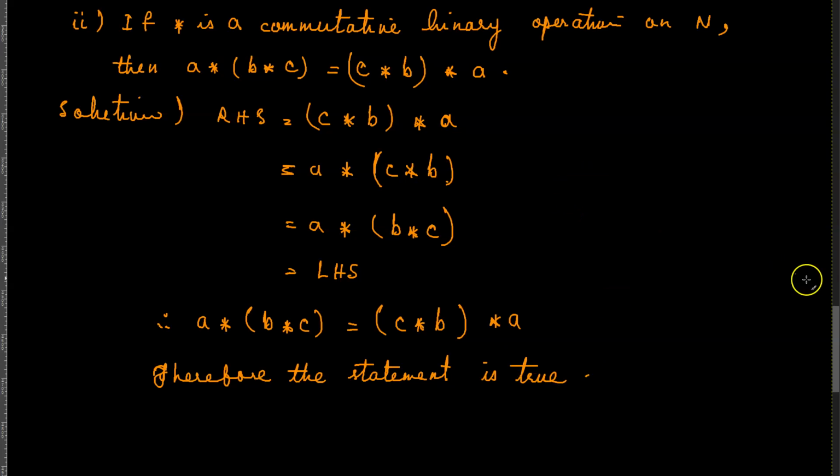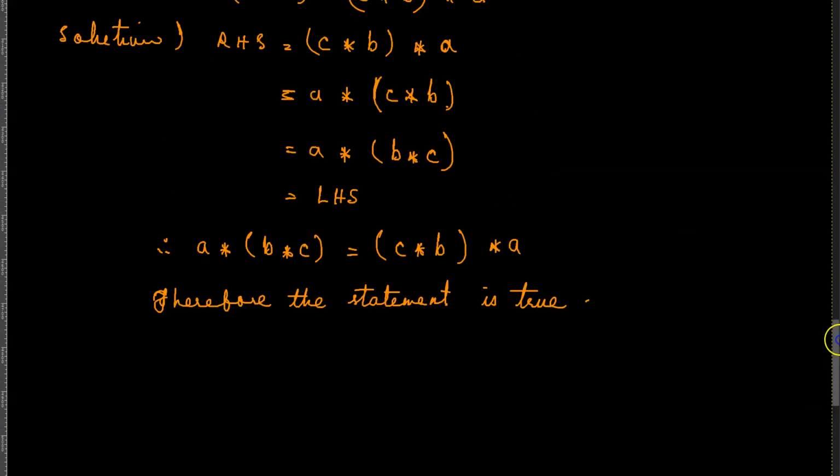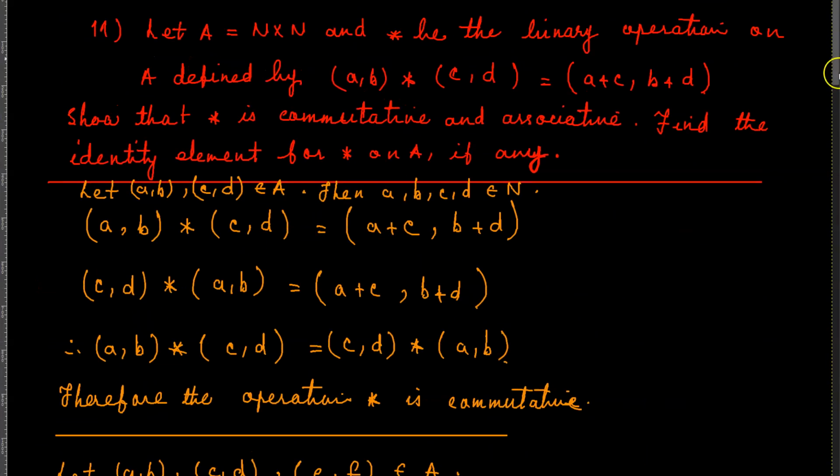So that was question number 12. Now let's see what we have in question number 13. Question number 13 says: consider the binary operation star on N defined as A star B is equal to A cube plus B cube, and you want to choose the correct answer. So let's create some space here.